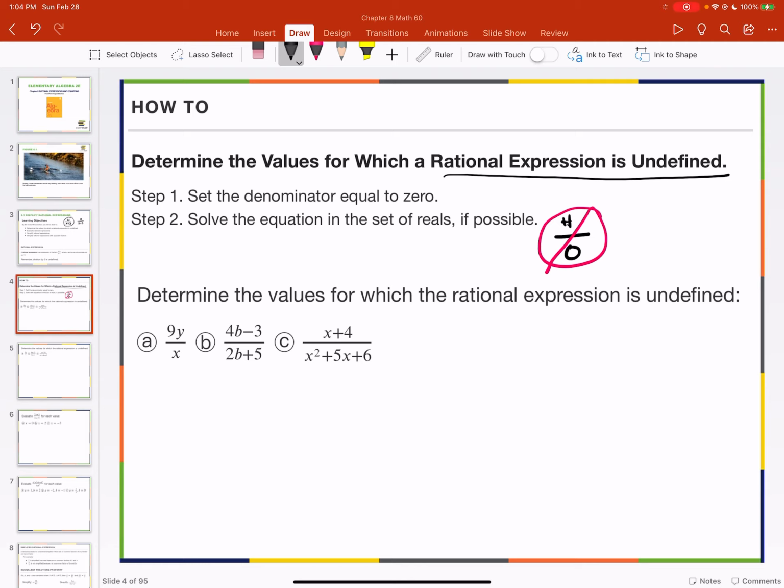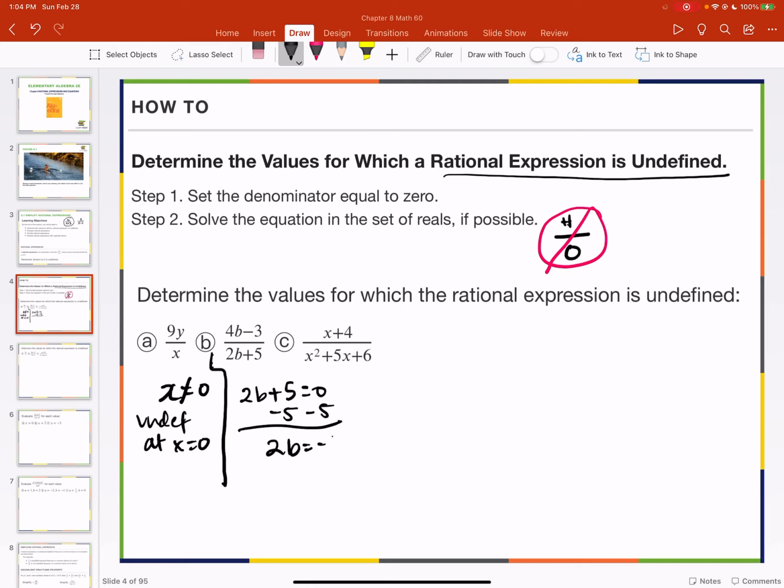So let's say for A, we have 9y over x. Since you can't divide by 0, x cannot be 0. So that's A. It's undefined at x equals 0. Then for B, you would set the denominator equal to 0 and then solve: 2b equals -5. So b cannot be -5 over 2, or you would say undefined at b equals -5 halves.